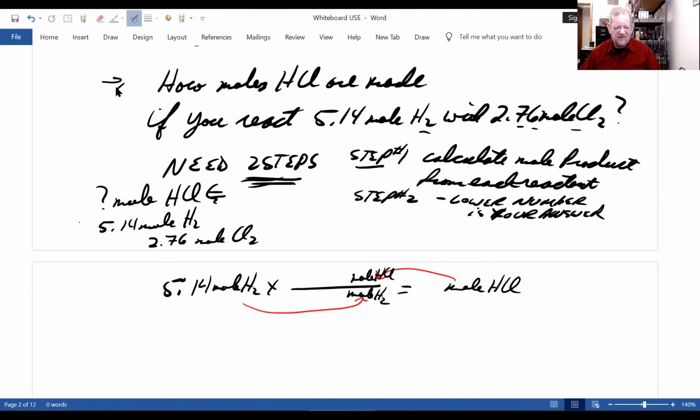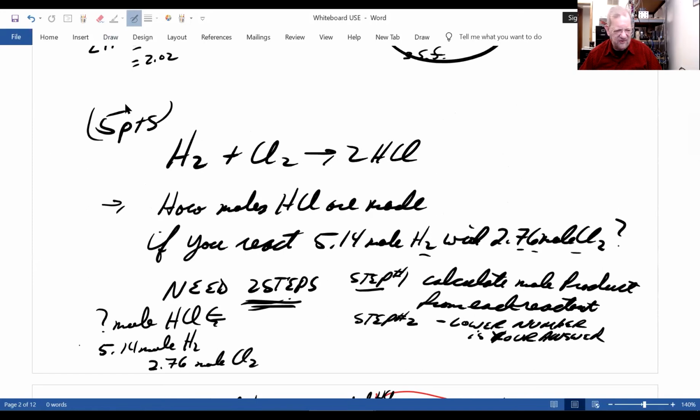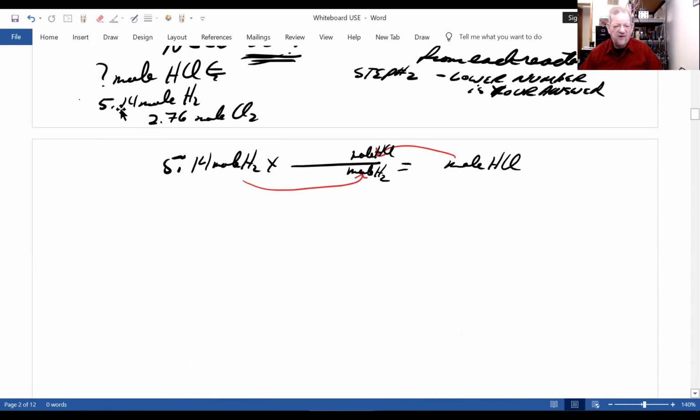And where do I get these numbers? I look up here at my balanced chemical equation. Where do I get a relationship between hydrogen and HCl, hydrochloric acid? 1 mole of hydrogen, remember when there's no coefficient, it's the number 1, makes 2 moles of HCl. So I have 1 mole of hydrogen makes 2 moles of that.